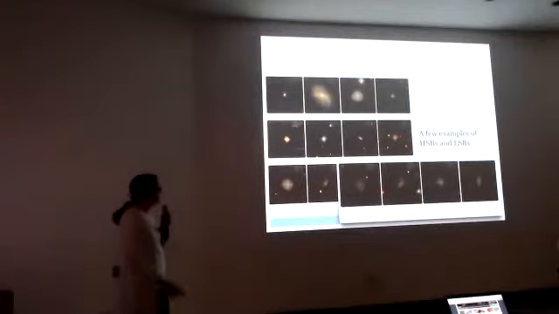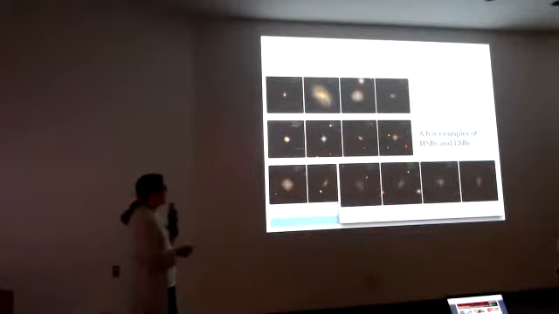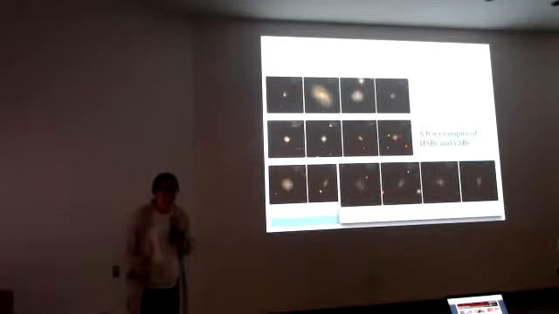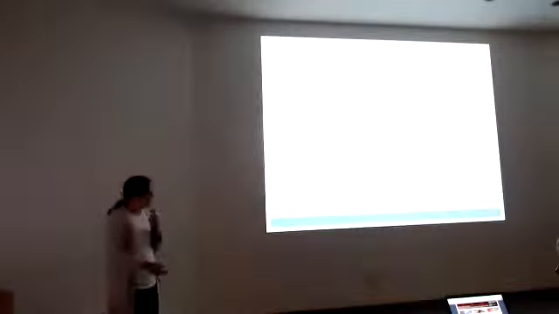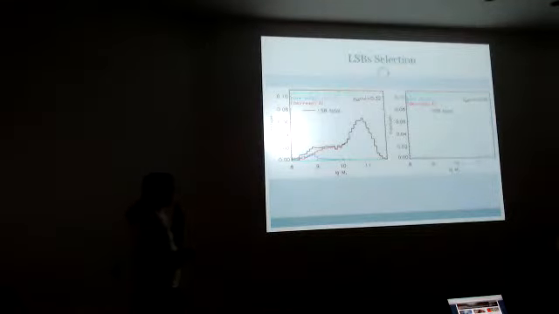So this is just to show a few stamped images of the high surface brightness and low surface brightness galaxies that we found in this sample. And when we plot the mass distributions of these low surface brightness galaxies and the high surface brightness galaxies, we found that for the low surface brightness galaxies, you clearly see this bimodal distribution in their mass.